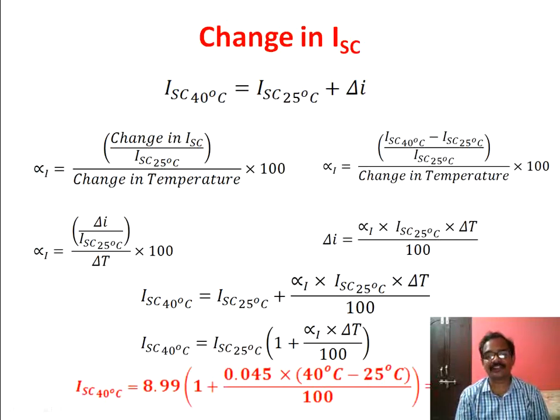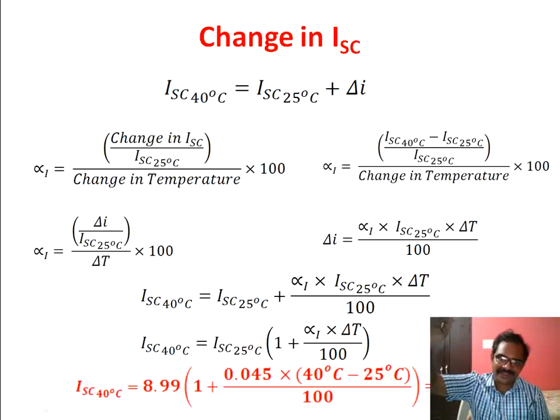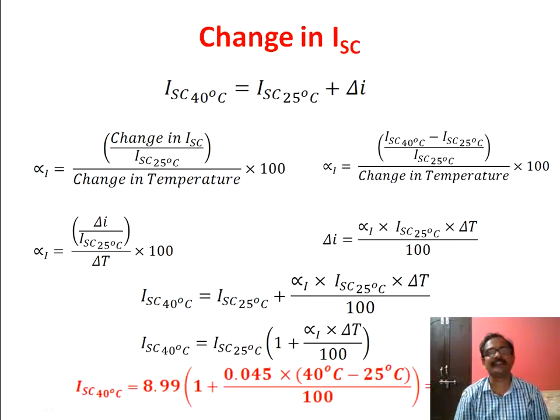And what is the temperature difference? 40 minus 25. T2 is 40 and T1 is 25. Actually speaking, I need to place 40 plus 273 minus 25 plus 273. Anyway, it's a difference. 273 will cancel with each other and that's why I am taking it in the centigrade itself. That is 40 minus 25 by 100. Now if I calculate, I will get 9.05 amperes. So ISC at 25 degrees centigrade is 8.99 amperes. But ISC at 40 degrees centigrade will be more than the ISC at 25 degrees centigrade, but it's a slight increase only. That is 9.05 amperes.